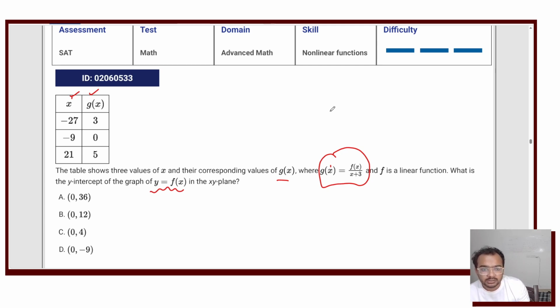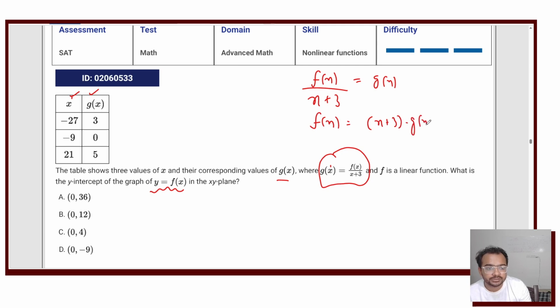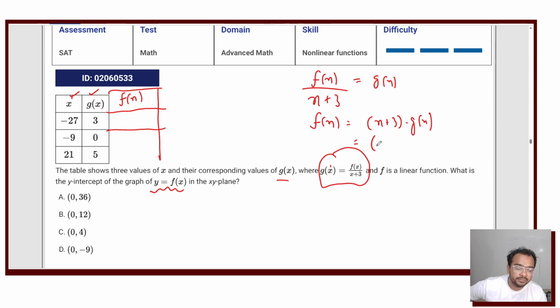So let's first see what f of x is in terms of g of x. We are given that f of x over x plus 3 is equal to g of x. So I can find f of x from here. F of x will be x plus 3 times g of x. So using this, I can find the corresponding values of f of x. So negative 27, if you add negative 27 with 3 and then multiply with g of x, which is 3, you'll be getting negative 24 into 3, negative 72. So this gives negative 72.